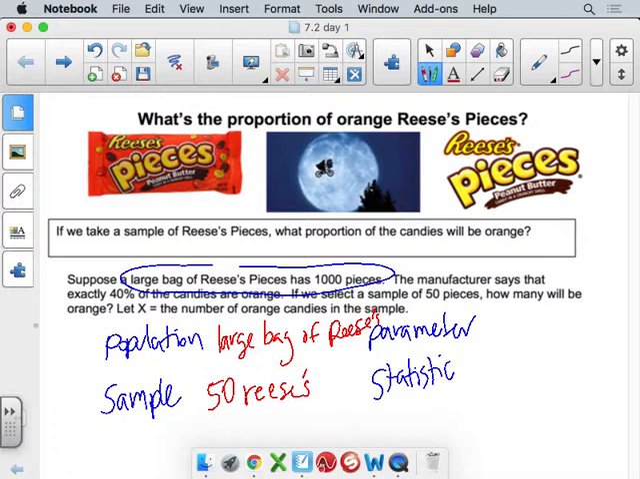So there is a parameter because the manufacturer says this, or somebody's claiming this, a newspaper claims this, we assume this. So the parameter was that we think the proportion, or P equals 40%, are orange. So we think 40% of this bag is orange.